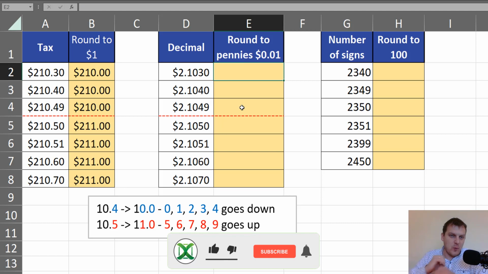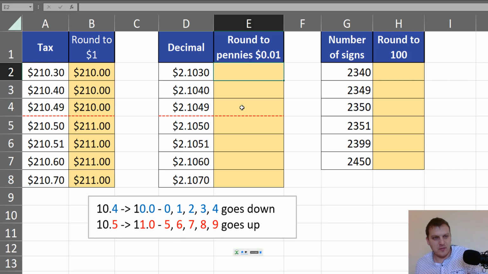And in case we want to round to pennies, the situation is almost the same, but in the first case the most significant number was the first digit after the comma, but now the most important digit is the third one. So if this number is 5 or greater, here it will go up by a penny.